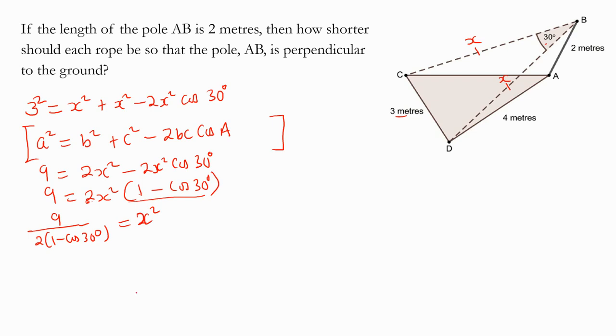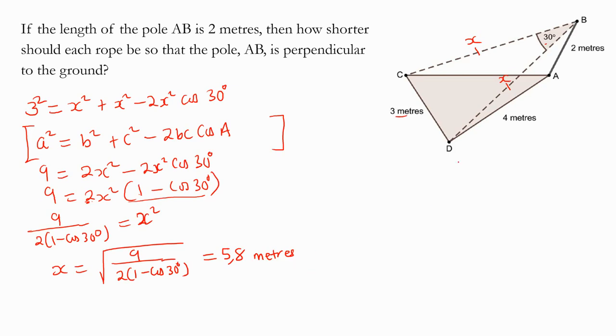And then what do we do to get x? We find that x is therefore equal to the square root of 9 over 2 times 1 minus cos 30 degrees. Then put that in the calculator. It will give you 5,8. We discard the negative answer because this is length, so we take the positive one. Meters, remember. So it's going to be 5,8 meters.